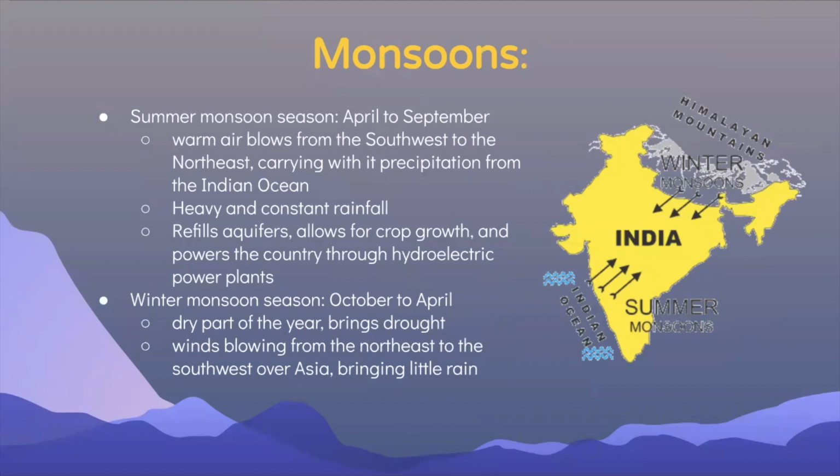The winter monsoon season is from about October to April, and it's a dry part of the year where the country experiences drought. The winds are blowing from the northeast to the southwest, so they blow over Asia and they don't bring any rain with them.